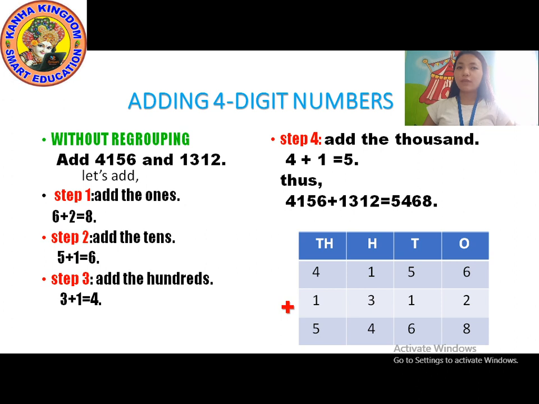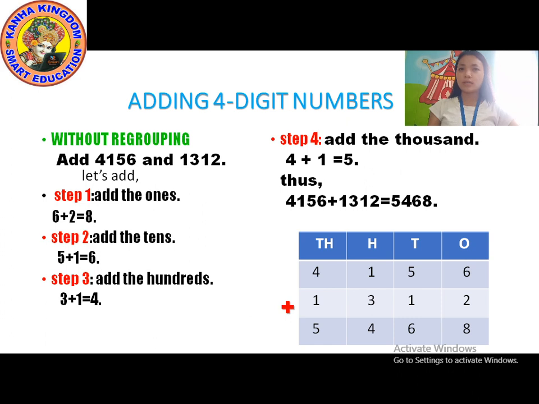And step 4, or the fourth step, is add the thousands. We have to add the thousands. In the number 4156, 4 is in the thousands place in the place value chart. And in the number 1312, 1 is in the thousands place in the place value chart. So we will add 4 and 1.